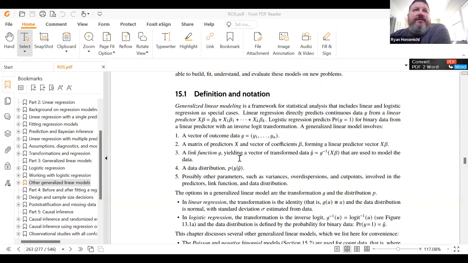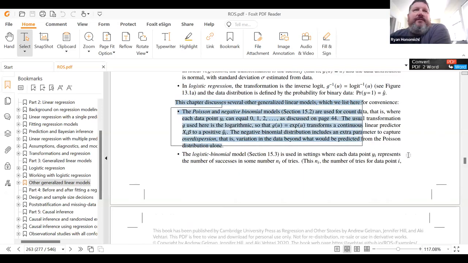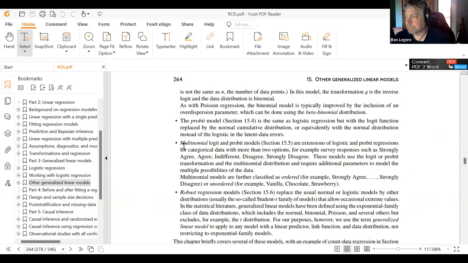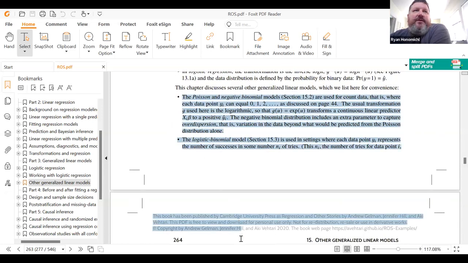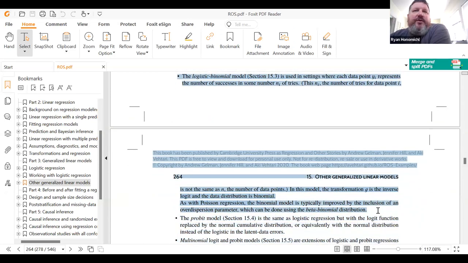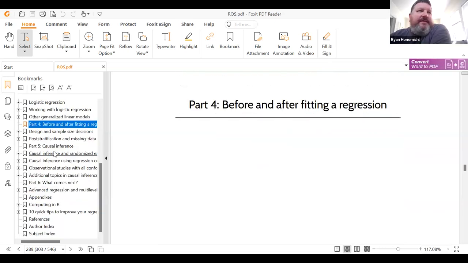Can you see my PDF here? Okay. Yeah. You should be able to see it now. Yep. So the chapter we're going to cover is Poisson and negative binomials, logistic binomial, and then probit. So what I want to do is cover everything up to probit for next week and then do this the following week. If that makes sense. Is that okay? I'm putting it in right now. Yeah. Then I'll kick off part 4. Yep. It's not the end, but it's getting closer.